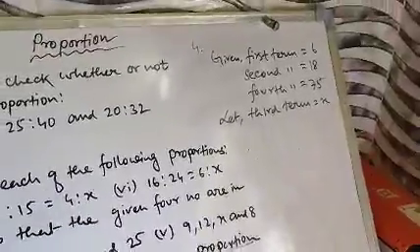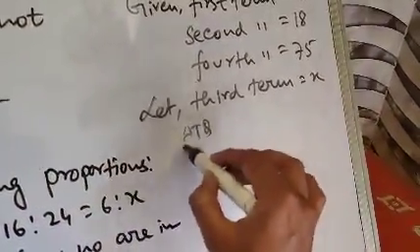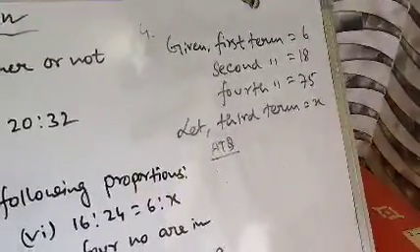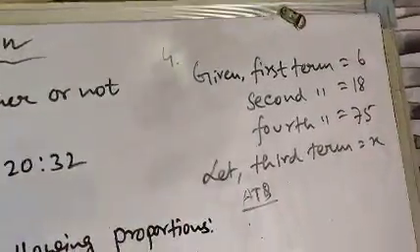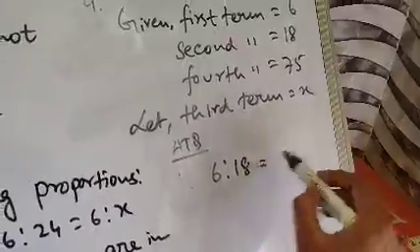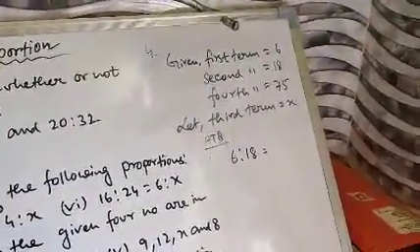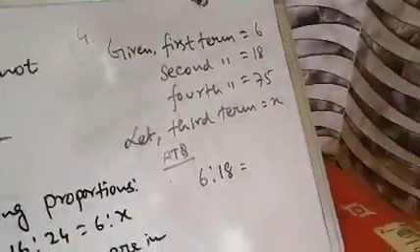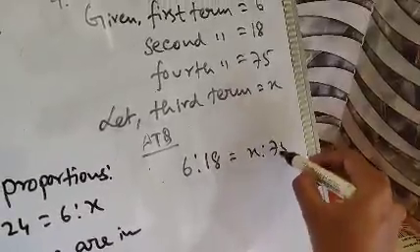So these four numbers are in proportion. Therefore we can write the ratio of the first two terms will be equal to the ratio of the last two terms. So first two terms are 6 and 18, so 6 is to 18 will be equal to the ratio of the last two terms, that is third term and fourth term. Third term is x, fourth term is 75. So it is x is to 75.